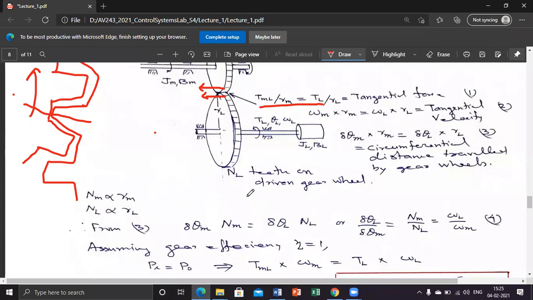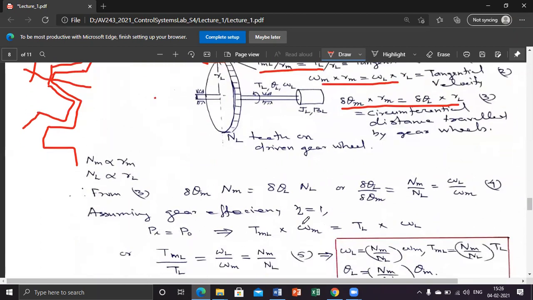And hence this particular relationship can be converted into delta theta m into Nm equals delta theta L into NL, or delta theta L by delta theta m equals Nm by NL, which equals omega m by omega L. Make use of this relation also.